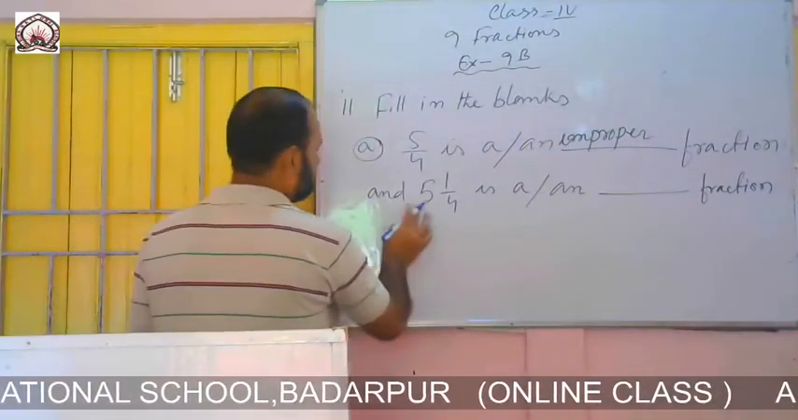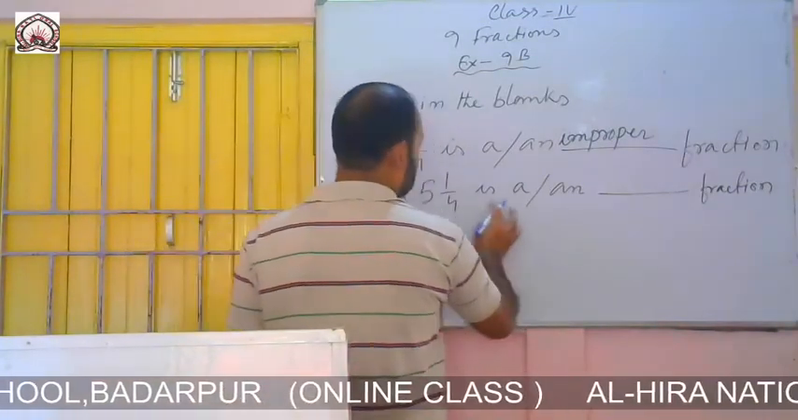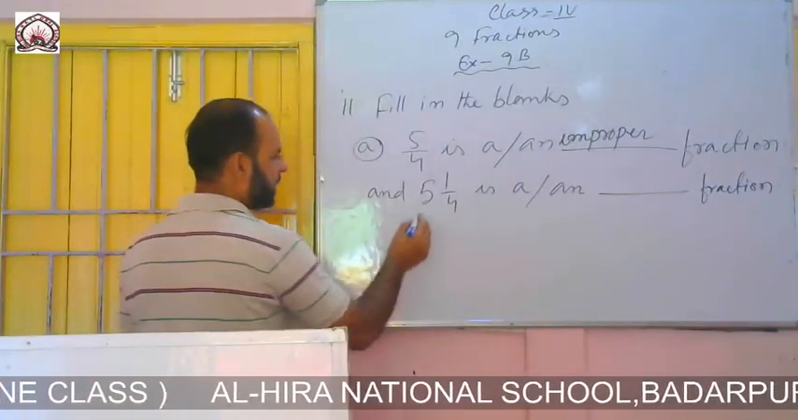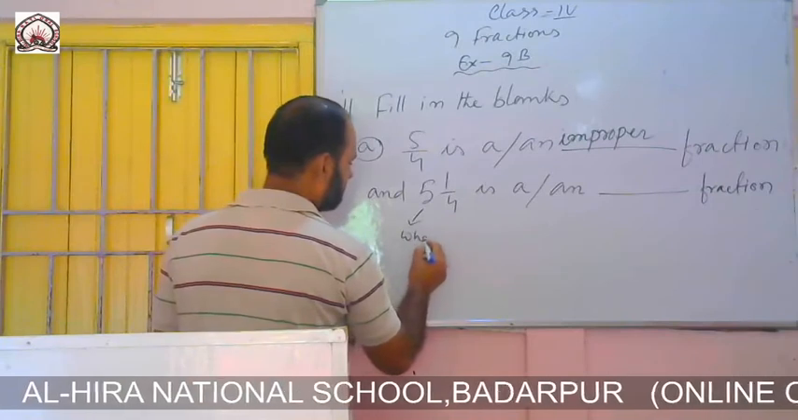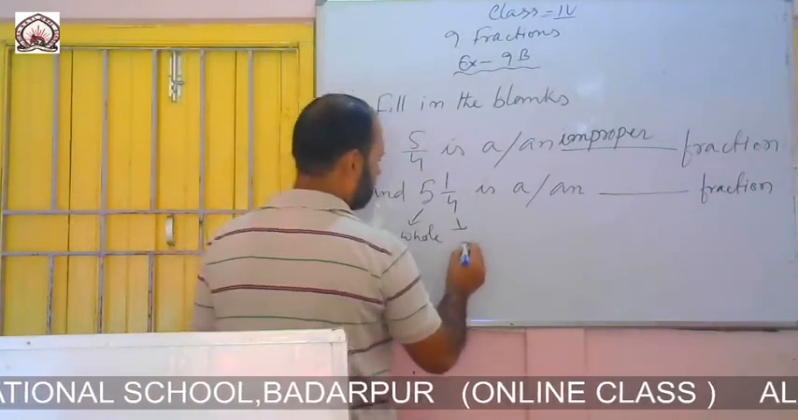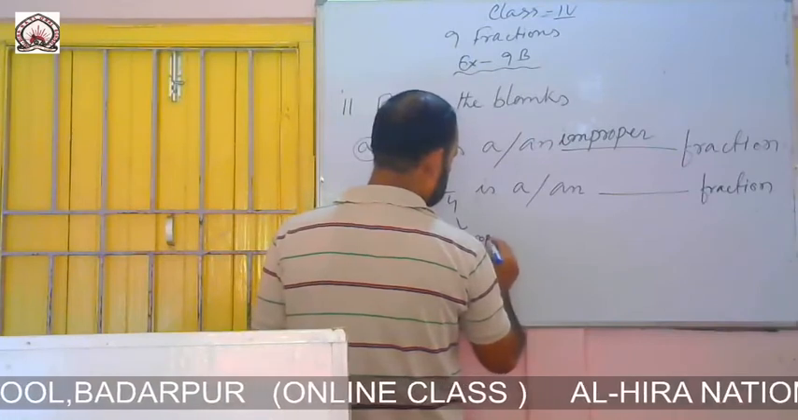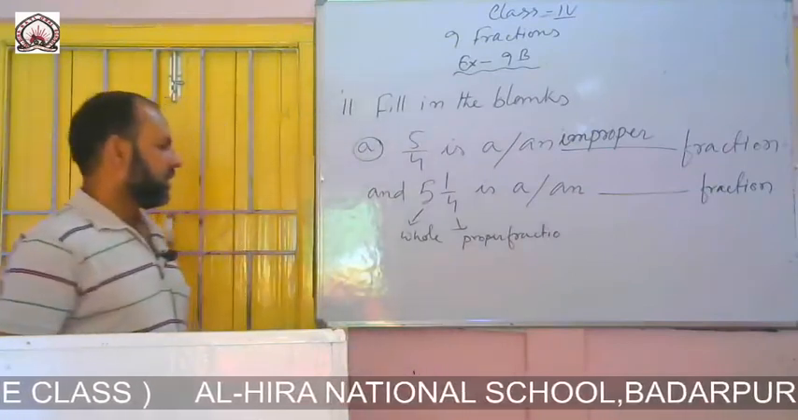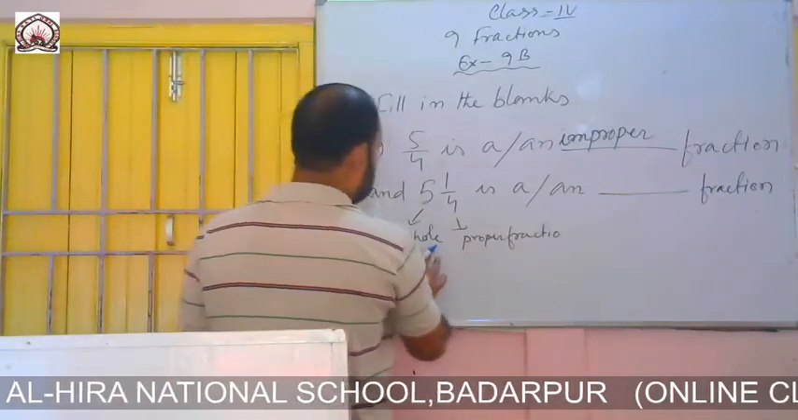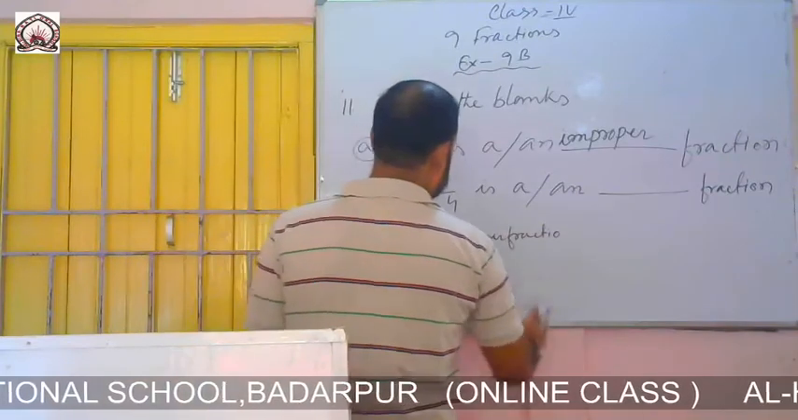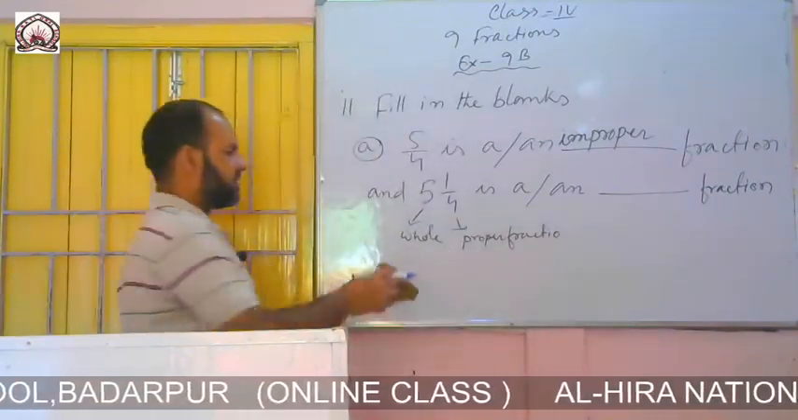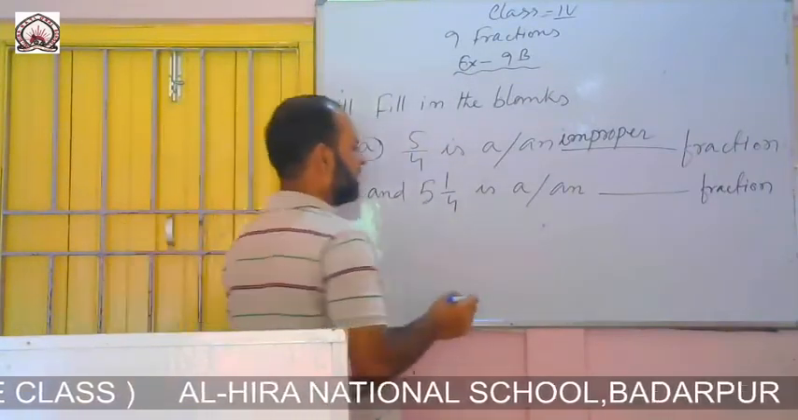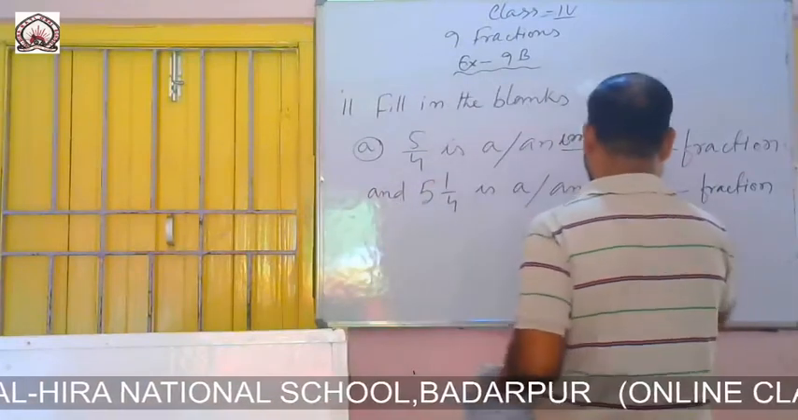Next, and 5 1/4 is a dash fraction. Here 5 1/4. So here we get a whole number and a proper fraction. We know in a fraction, if a whole number and a proper fraction are there, then it is a mixed fraction. So this 5 1/4 is a mixed fraction.